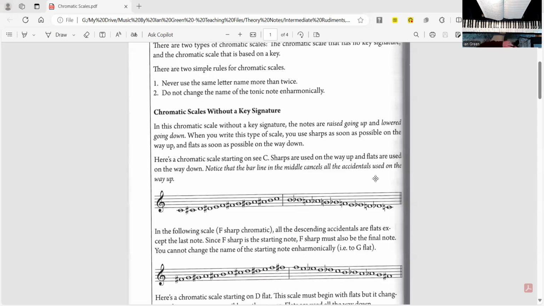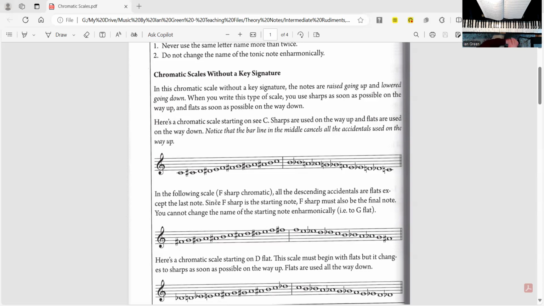When we write a chromatic scale without a key signature, if you start on a note such as C, and we go up every single note, you can see how, in this case, we use sharps in this example, which is on page 25 of the theory book. C, C sharp, D, D sharp, E, F, F sharp, G, G sharp, A sharp, B, and C. So there's one rule where we think about writing a scale using only semitones.